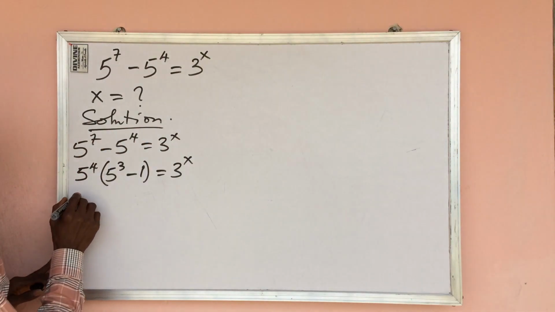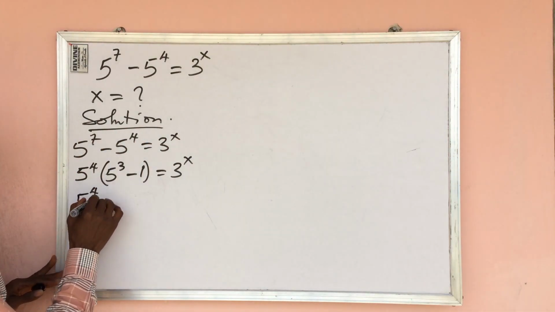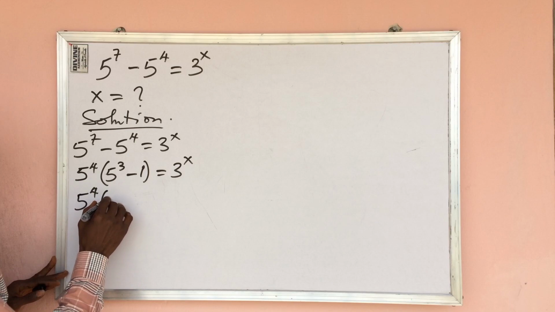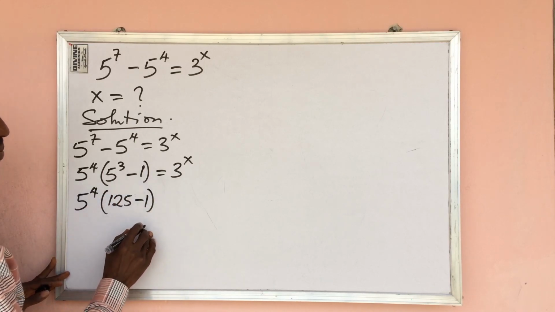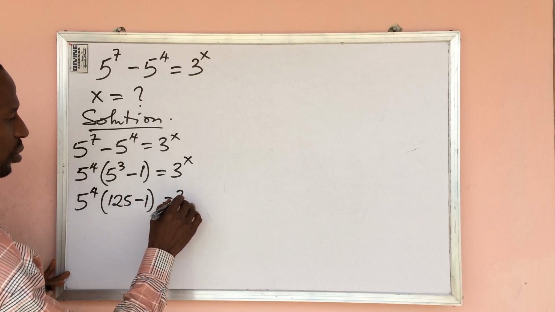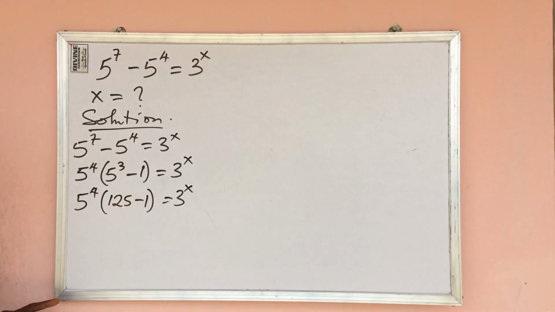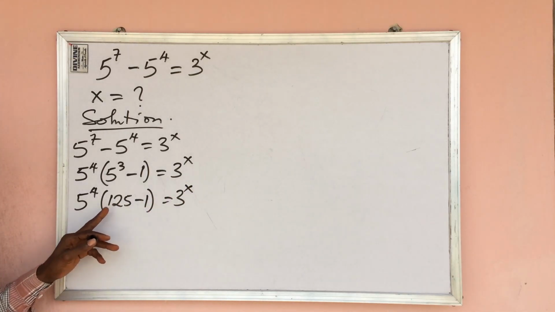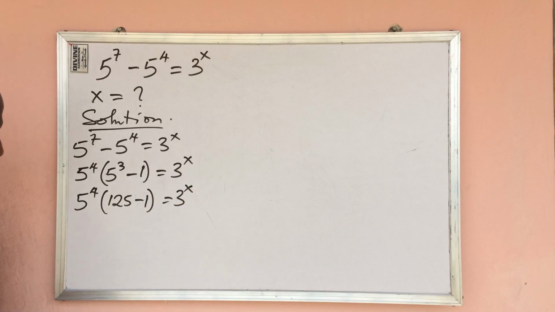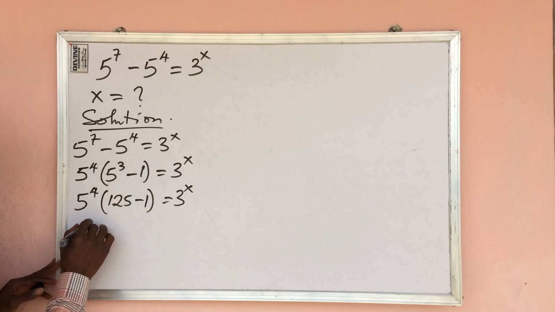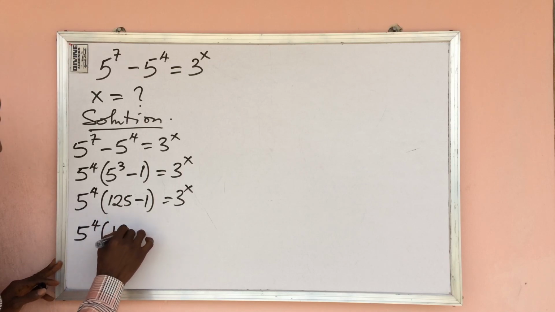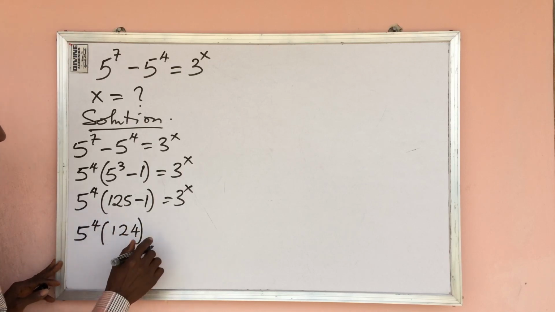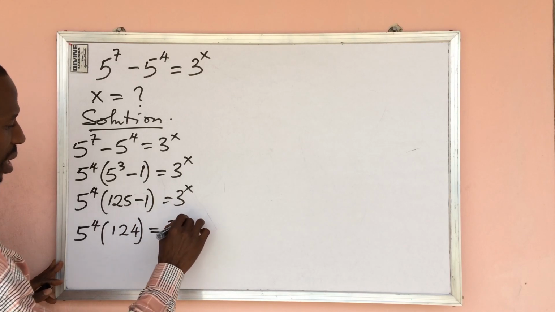And so this gives us 5 to the power of 4, bracket 125 minus 1, close bracket, equals 3 to the power of x. If we take away 1 from 125, it gives us 124. So we have 5 to the power of 4, bracket 124, close bracket, equals 3 to the power of x.